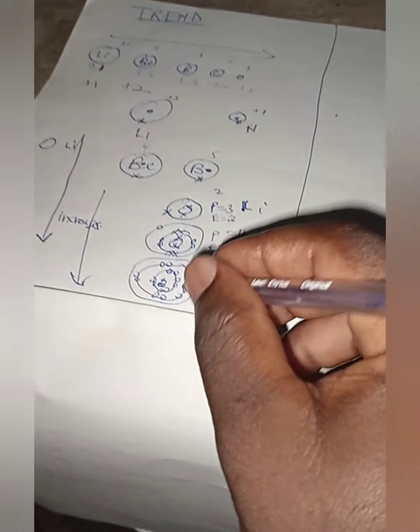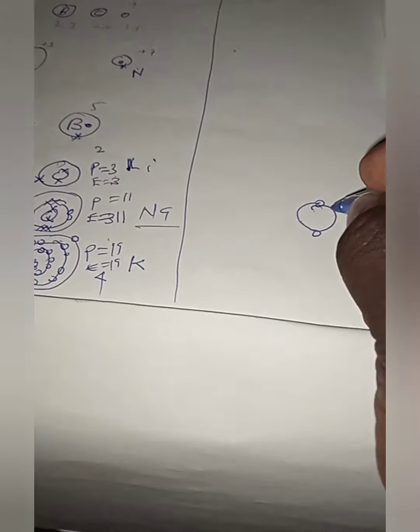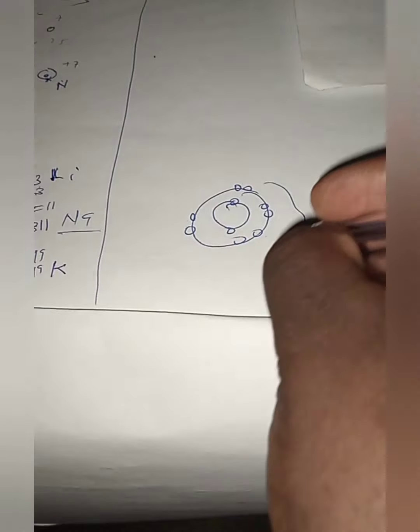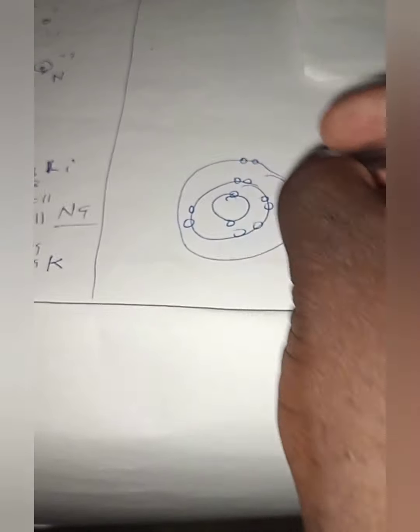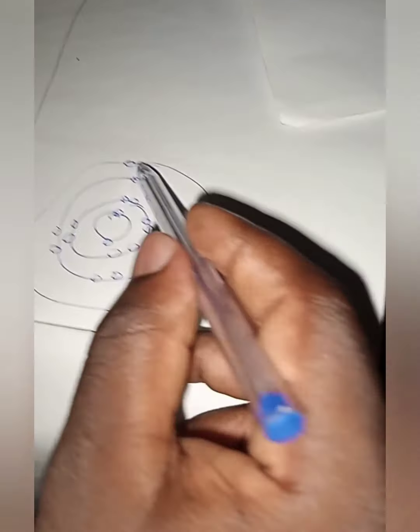But we have a problem here, that is what we call the shielding effect, and I will explain it to you here. This is potassium. This is 2. This is 2. And this is 8. This is 8. And we have another 8 here. And we have 1 here. Okay. So when we are talking about atomic radius, we consider the valence shell.